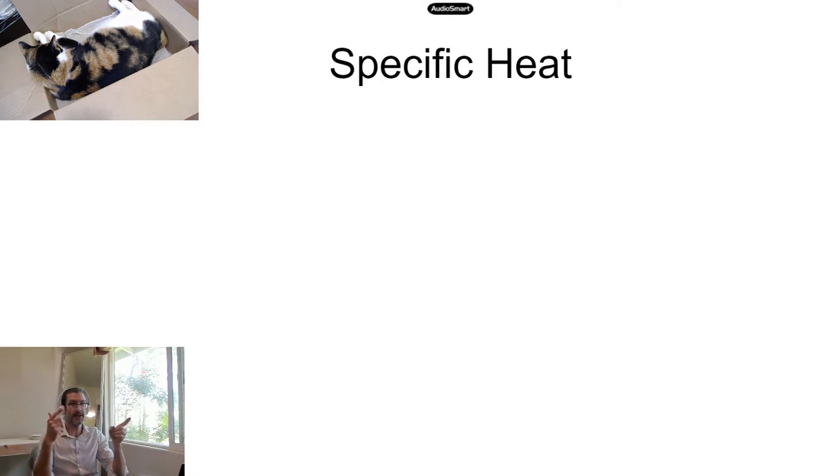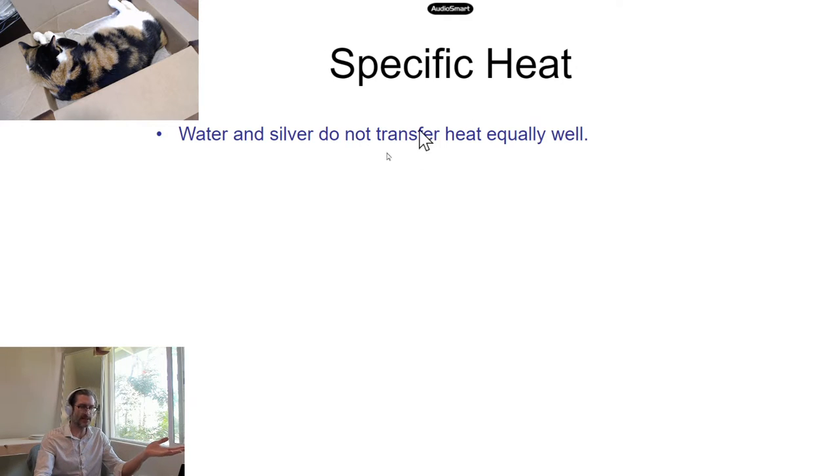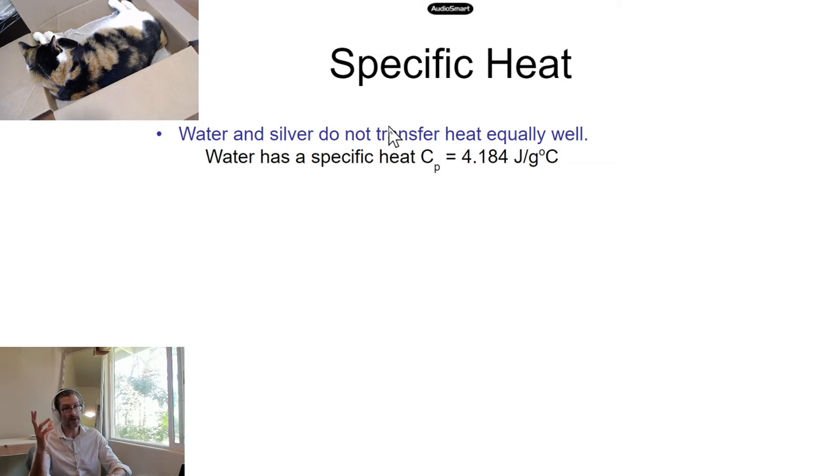And the answer has to do with specific heat, which is the notion that different substances can hold different amounts of heat. So different substances can absorb more energy or give off more. Anyway, as this example says, water and silver do not transfer heat equally well. In our example, the water is the cheese and the sauce, and the crust is silver.